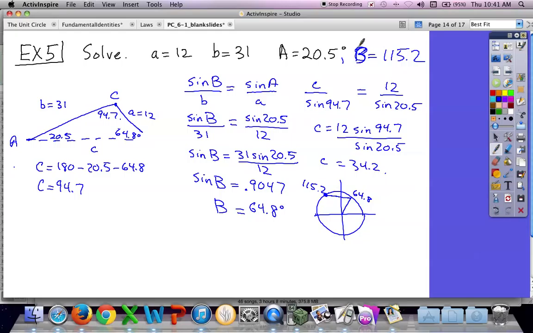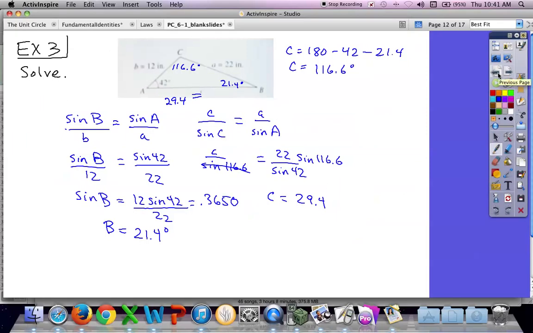Now, notice what would have happened if we had that same scenario on the previous example. Because honestly, you don't know what scenario you got until you do this. This was the one where we got one triangle. So we got to this point right here. The sine of B equals 0.3650. B equals 21.4. If I had done the same check with the unit circle, 21.4 is here, so I should be able to go straight across to here and find an angle. That would be 180 minus 21.4, 158.6.